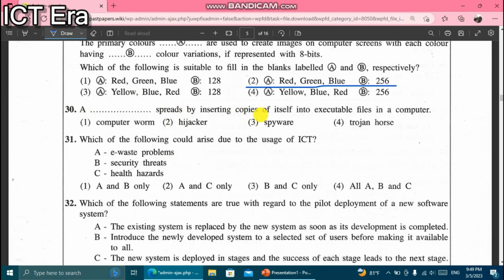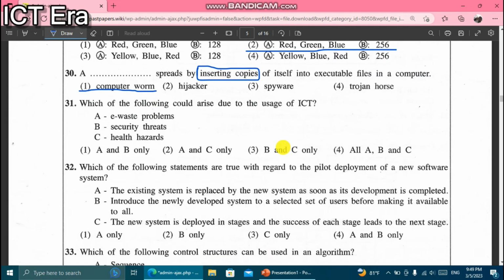Blank spreads by inserting copies. So what is the computer virus which inserts copies of itself into executable files in a computer? It should be worms. Well, actually worms are also inserting copies. It should be the virus, not computer worms.